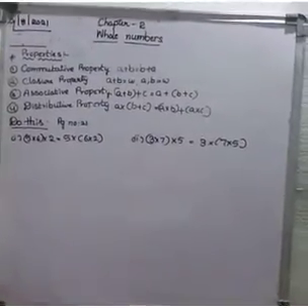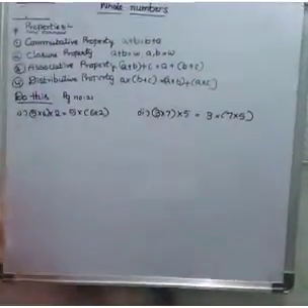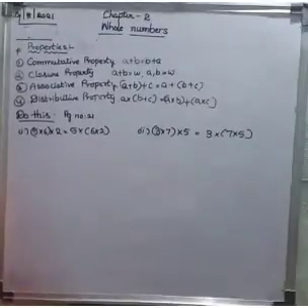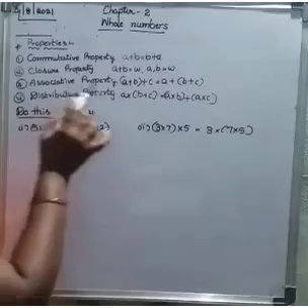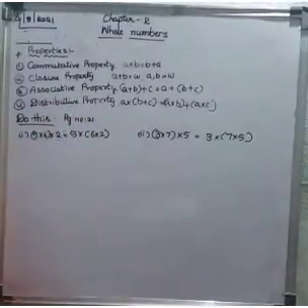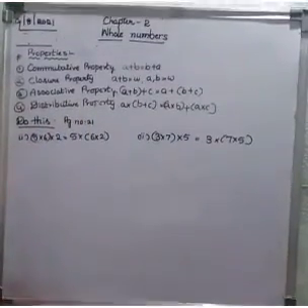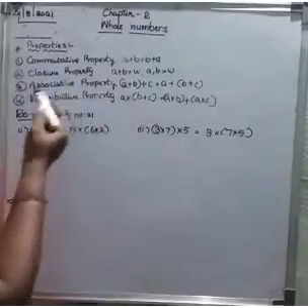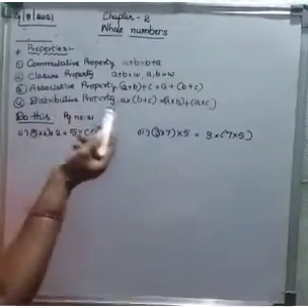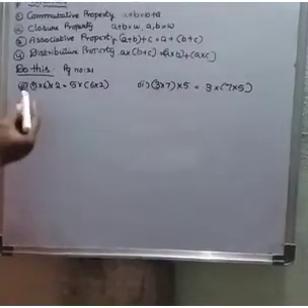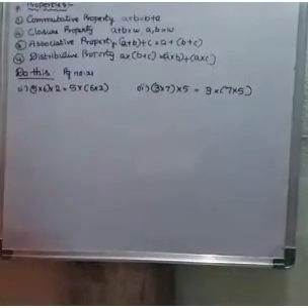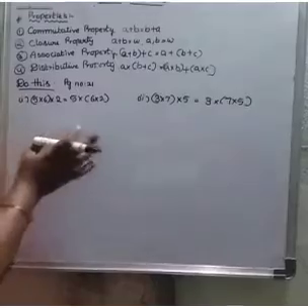In the previous class, we discussed properties of whole numbers. What are they? Commutative property, closure property, associative property and distributive property. Do this. Page number 21. Verify the following.